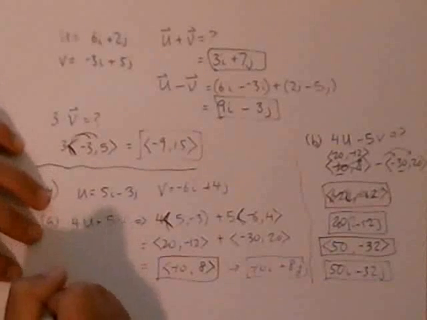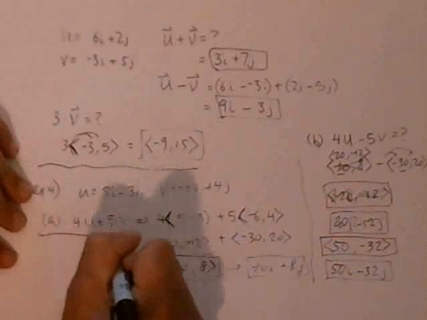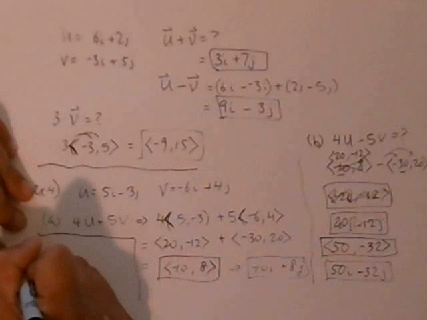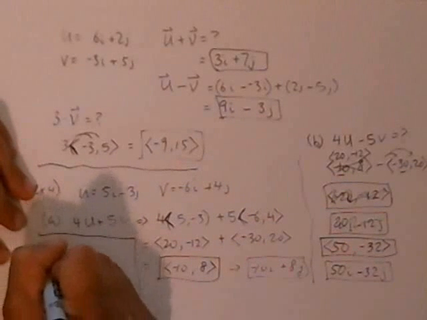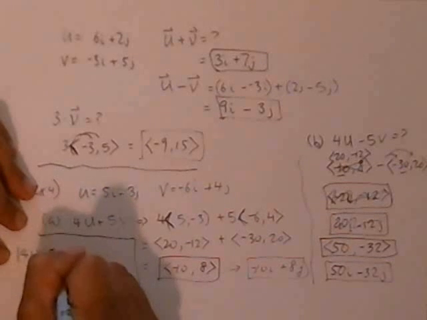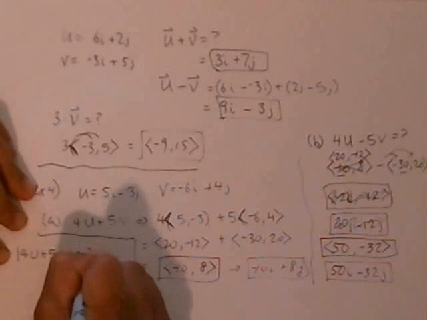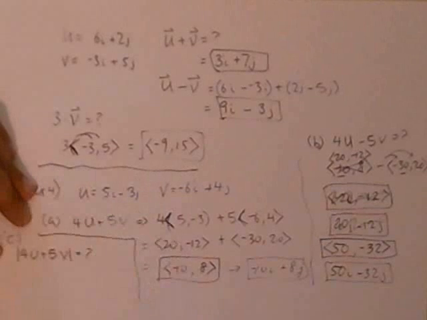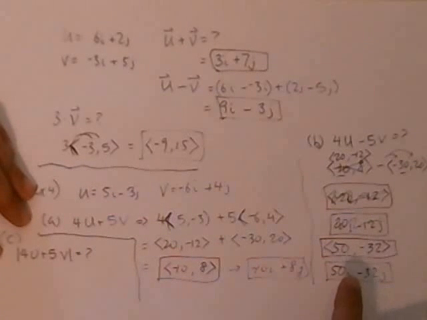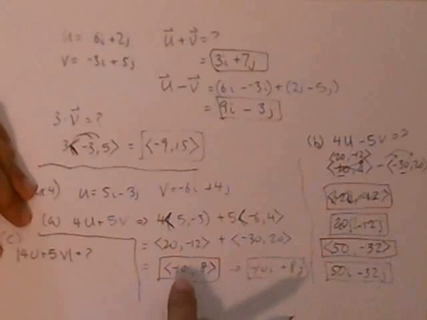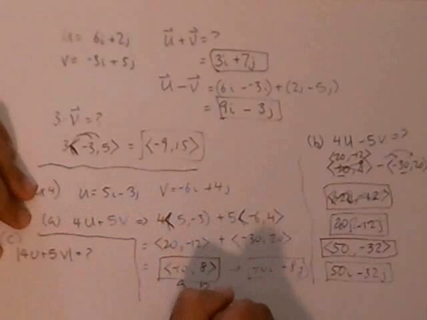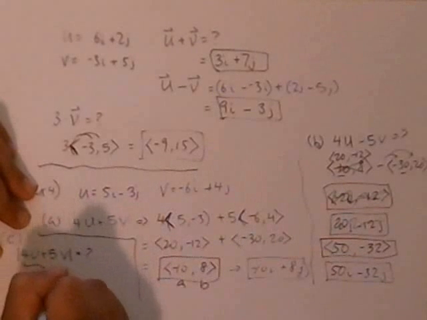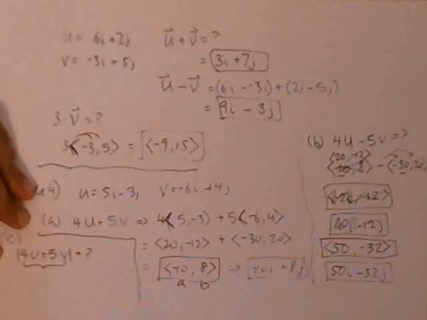Part C. Let me do this right here. Find the magnitude of 4u. Is it 4u? Yes, 4u plus 5b. That's part C. We used the answer that was given in part A, right over here. That's going to be our A value. That's going to be our B value. So you have to figure out what this is first before you can actually take the magnitude.